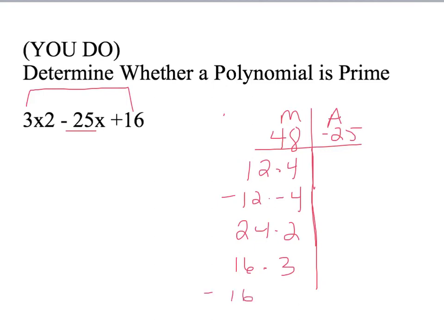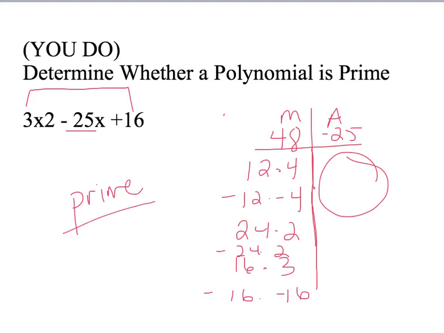Okay, I can do a negative for both of these. So I've tried almost all of my options. I can also do negative 24 and negative 2. And nothing is going to help me add up to negative 25. Okay, so your answer for this one should have been prime. Okay, we can't factor it. It's prime.